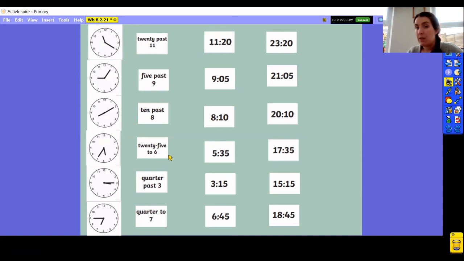25 to 6, remember we don't have two times in digital, it's just what's gone past. So it's 5:35 and 17:35, so that was the trickiest one. 3:15 is 3:15 or 15:15. And then 6:45 is 6:45 because it's not been 7 o'clock yet, just got what we've already had, and 18:45. So well done if you managed to mix those up.